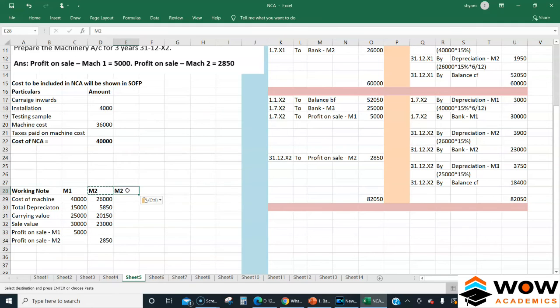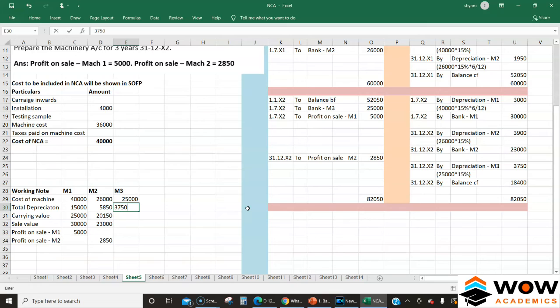Okay, so this is not required as part of the sum. Just for our verification, we'll just try. What is the cost of the third machine? It was 25,000. What was the depreciation that we provided on that machine? It was 3,750. Okay, it was 3,750.